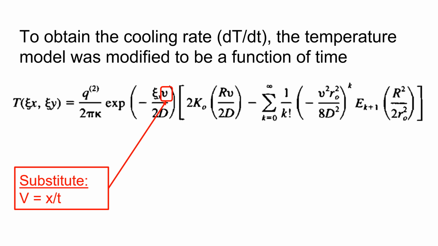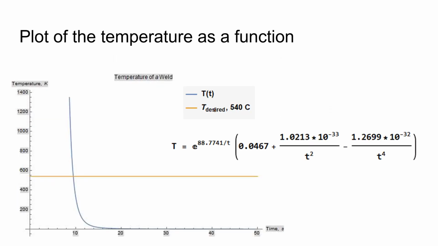Cooling rate can be expressed as the derivative of temperature with respect to time. In order to obtain an equation for cooling rate, we first needed to modify our model to be a function of temperature. We did this by substituting velocity with the change in distance over the change in time. After entering in all our parameters, the result is this expression and this graph.